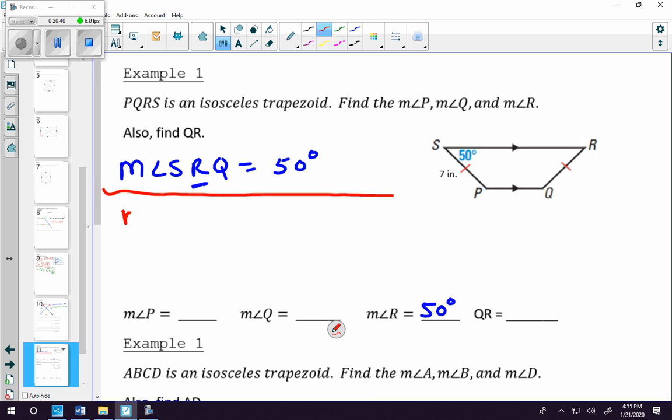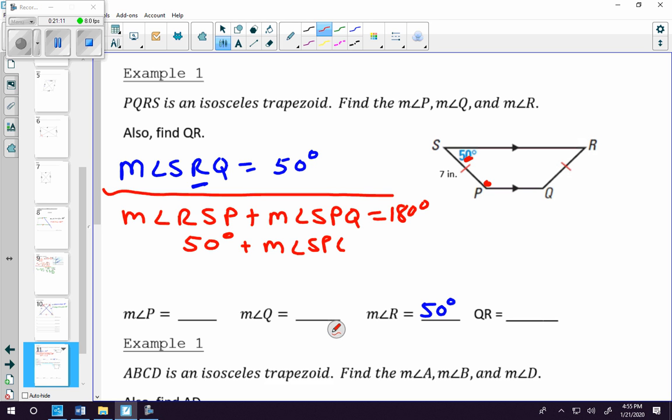So we got the measure of angle RSP, which is 50 degrees, plus the measure of angle SPQ have to equal 180 degrees. That'd be this angle plus this angle, or the 2 we just named, have to be supplementary. So substituting in what we know about the measure of angle RSP, 50 degrees, plus the measure of angle SPQ have to equal 180 degrees.